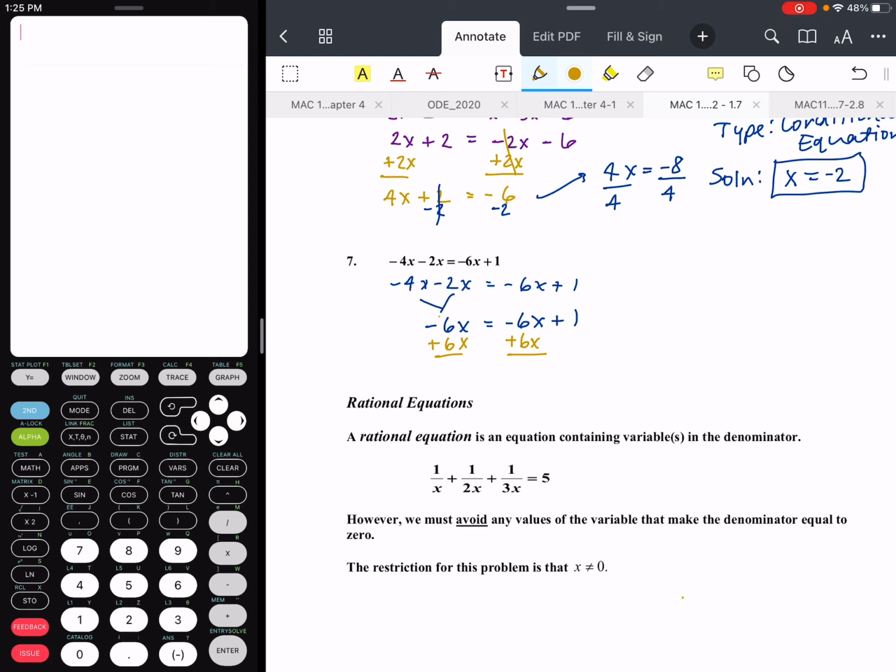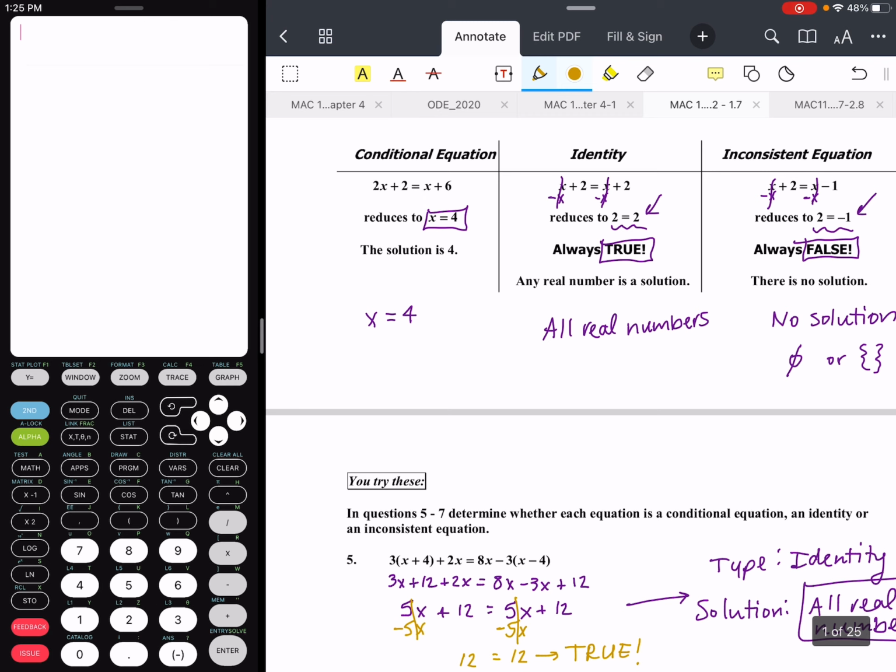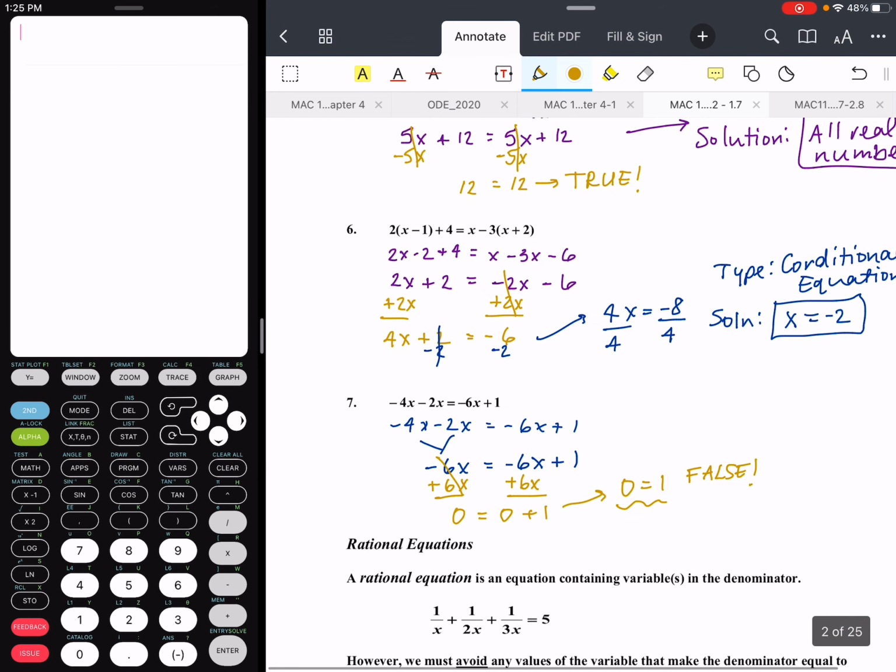So negative 6x plus 6x equals 0, and then plus 1. So I end up with the statement 0 equals 1, which obviously is a false statement, or hopefully that's obvious to you guys. 0 is not equal to 1. So that gives me an inconsistent equation, meaning I have no solution. So the type is inconsistent equation. And when I'm asked for a solution, I say there is no solution.